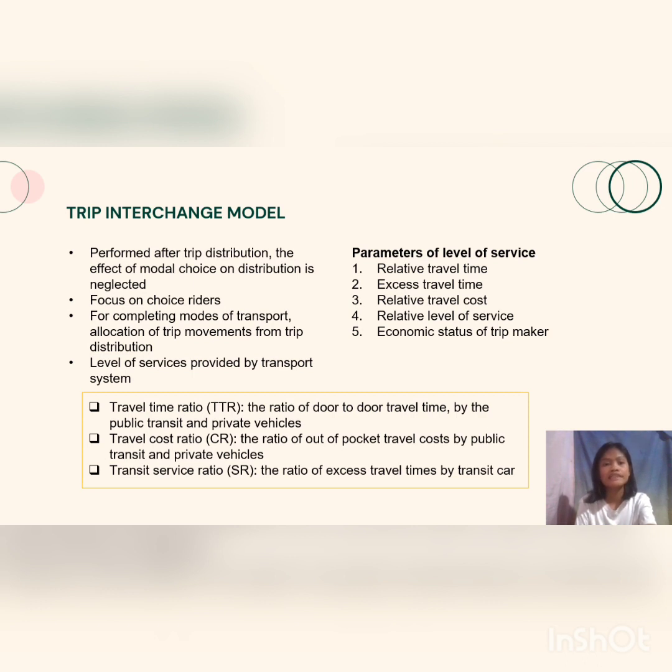Next, trip interchange model. Performed after trip distribution. The effect of modal choice on distribution is neglected. Focus on choice riders. Choice riders are those who have a private car, but they can choose to ride public transit. For competing modes of transport, allocation of trip movements from trip distribution, level of service provided by the transport system. Parameters of level of service are relative travel time, excess travel time, relative travel cost, relative level of service, and economic status of the trip maker.